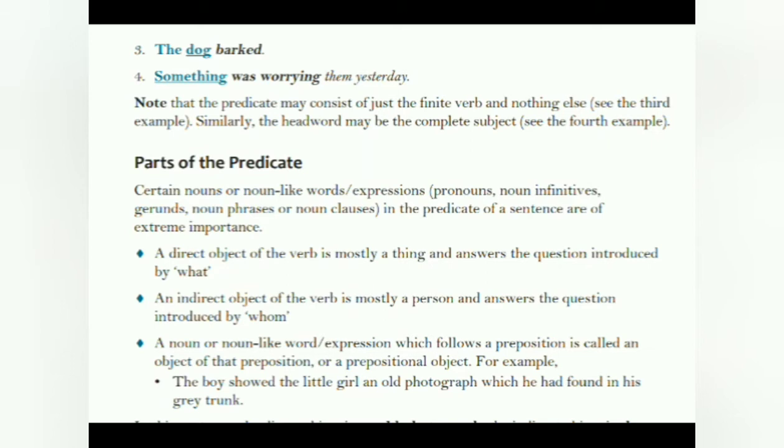The dog barked. Here we need to note down that the predicate may consist of just the finite verb and nothing else. Here the predicate is only the finite verb. In the fourth sentence, something was worrying them yesterday. Here, the head word may be the complete subject. Here, a single head word is the complete subject. It doesn't matter that it's a single word, but it can be the complete subject. Clear?